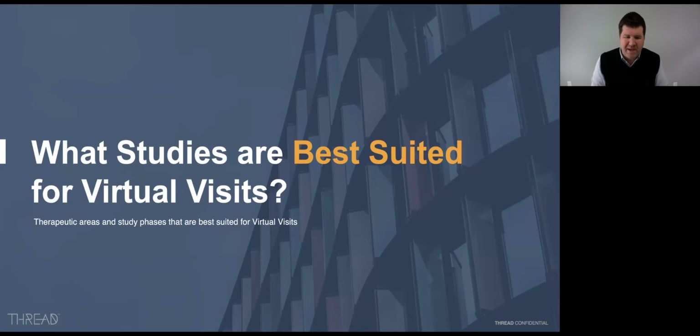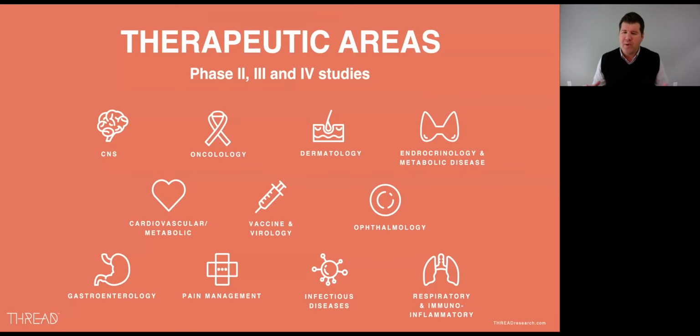So what studies are best suited for virtual visits? So the one thing that we've learned in conducting a number of fully virtual clinical trials in phase 3 and phase 4 is that they tend to work really well in specific therapeutic areas like dermatology, ophthalmology, respiratory, some cardiovascular conditions. But the hybrid or the virtual visit approaches really open up a lot more therapeutic areas and also allow us to put this technique and approach into phase 2, 3, and 4 studies.